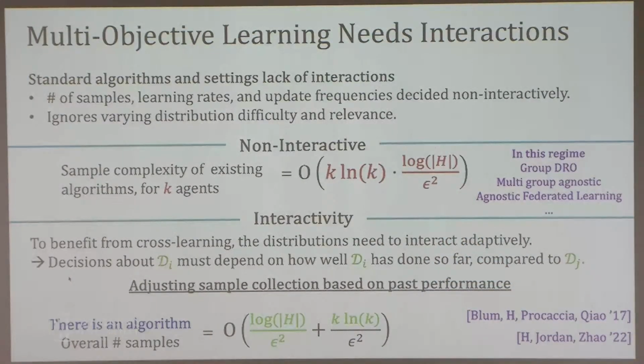What are we assuming, like an ERM oracle for each of the D_i, like in terms of the algorithm allowed?